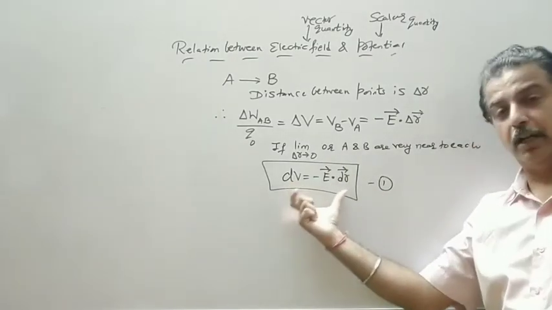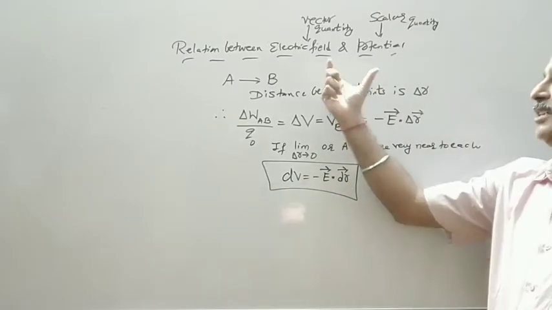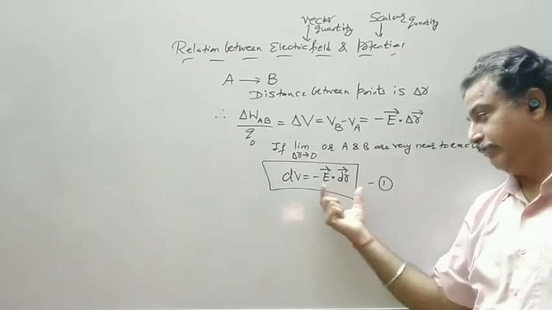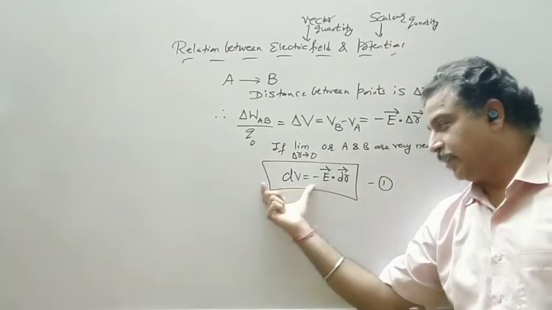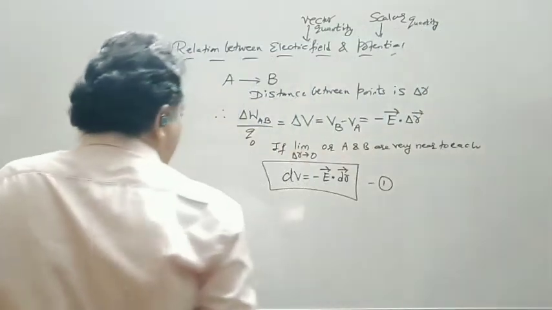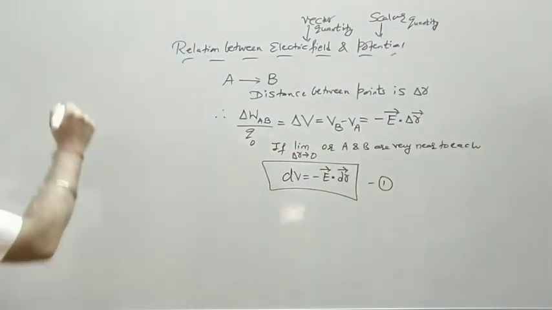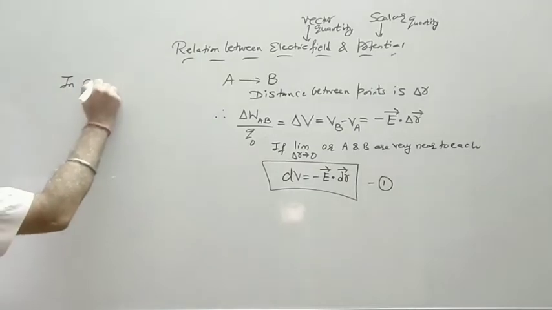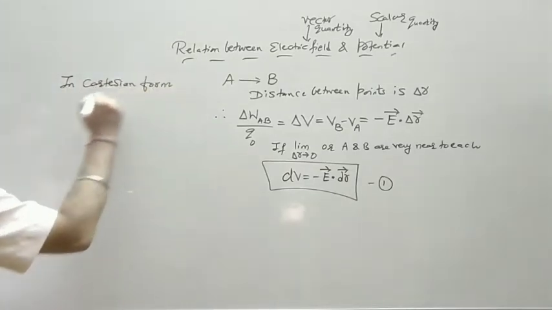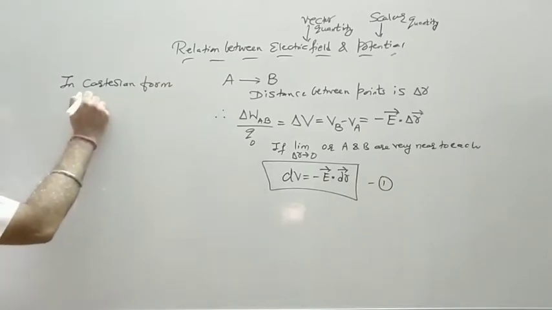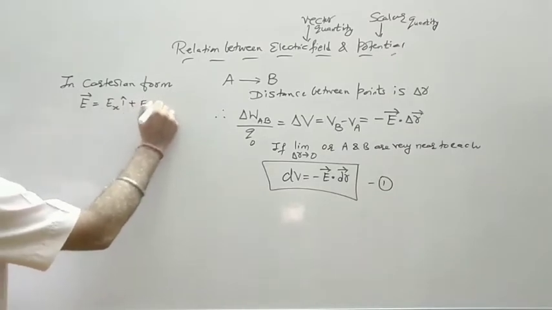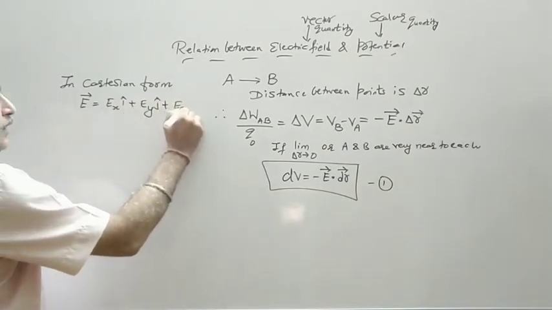So this is the general differential form which relates electric field and electric potential, and we know if there is a dot product, the resultant quantity is a scalar quantity. Now in the Cartesian form, we have studied that a vector can be written as Ex i plus Ey j plus Ez k.